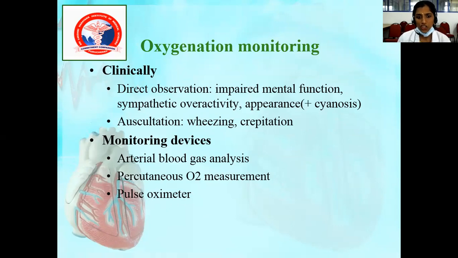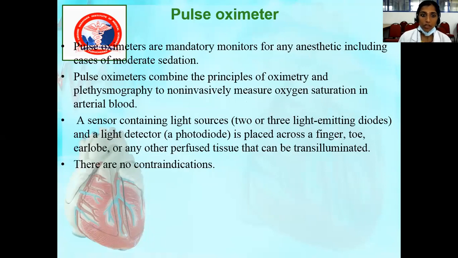Then there were oxygenation monitors. For oxygenation, again, clinically we can observe the patient. If a patient is hypoxic, he will show certain signs like sympathetic overactivity, impaired mental function, or the presence of cyanosis, which is a very ominous sign. Or in auscultation, we can have wheezing, crepitations. So that is clinical diagnosis. Apart from that, we have some monitoring devices like an ABG or a pulse oximeter. The pulse oximeter is our very important second monitor.